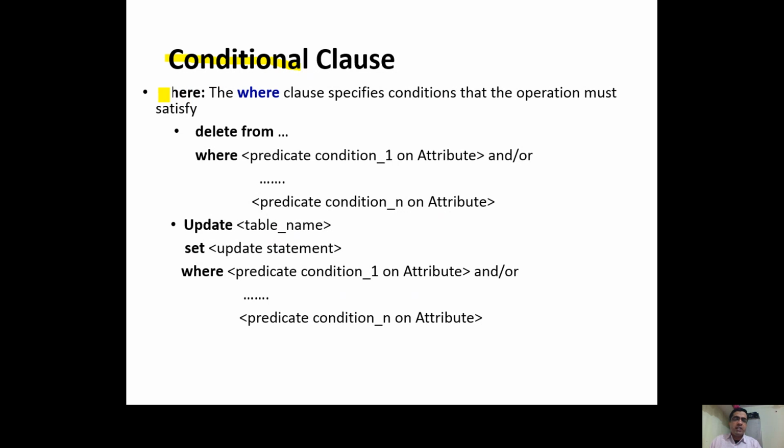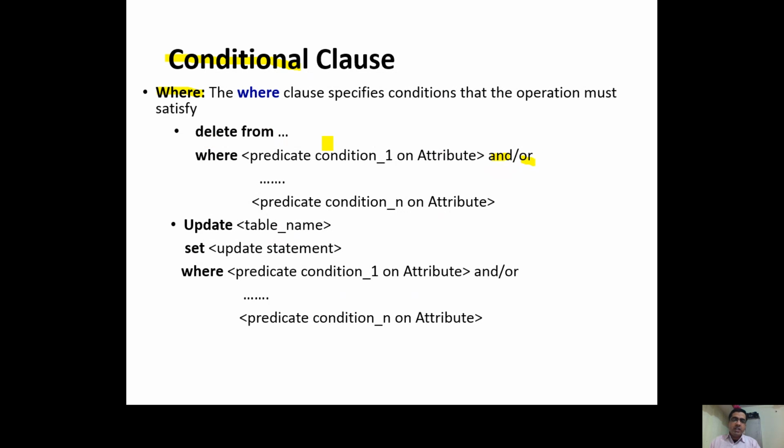So the conditional clause, what is it? The where clause. This where clause will allow you to write some predicate conditions on attributes, with parameters as the values for the comparison, followed by and or or operations. The and operation means if there is more than one predicate condition and you want both conditions to be true, then you have to use the and operation. And if you want any one condition to be true, then you can go with the or operation.